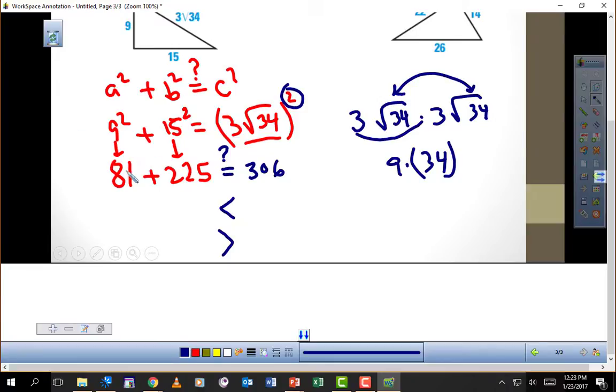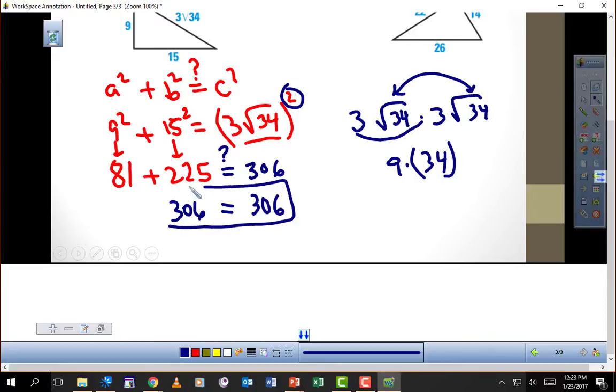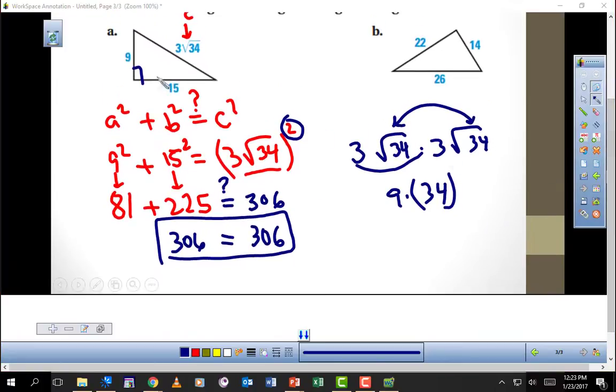Well, if I take 81 plus 225, I get 306. Okay, so that answers my question. They are equal. And if they are equal, I got 306 on this side, I get 306 on this side. What does that mean? Well, it means that this is a right triangle. So that triangle there was indeed a right triangle.